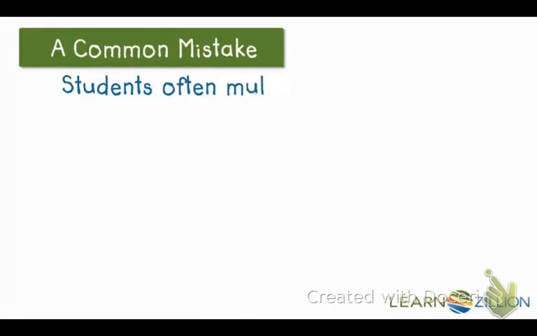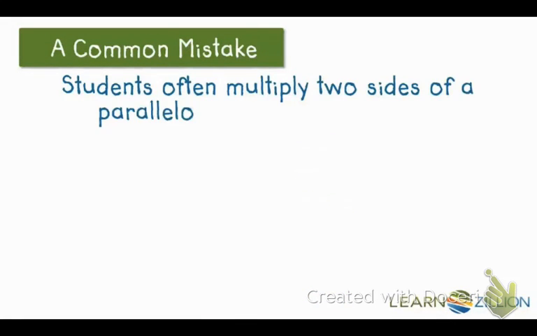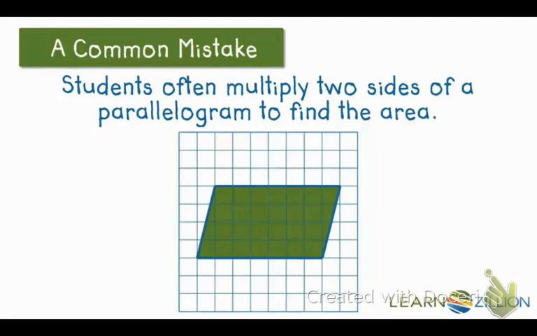A common mistake is that students often multiply 2 sides of a parallelogram to find the area. So for our parallelogram down below, we have 2 sides, which are highlighted in purple, and those 2 sides are often multiplied to find our area. That is actually an incorrect way of finding it, and it will not give you the correct area.